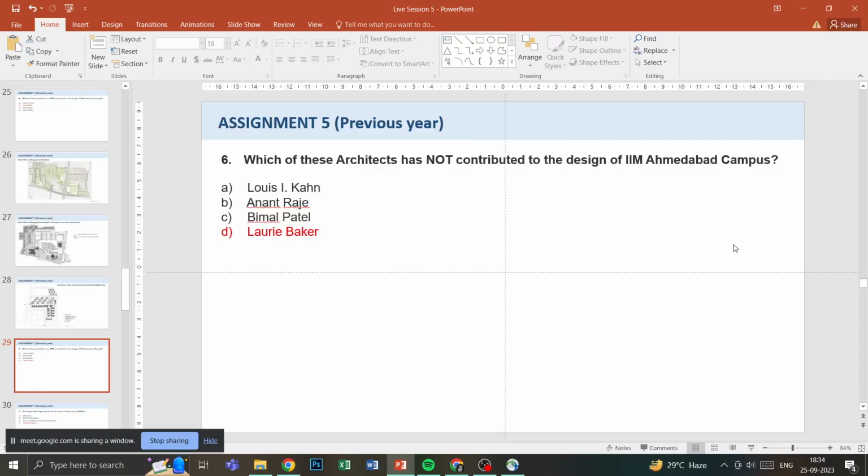So our answer is Laurie Baker. Which of the architects has not contributed to the design of IIM Ahmedabad? It is Laurie Baker, because Louis Kahn, Anant Raje, and Bimal Patel, all three have worked on different parts of the campus of IIM Ahmedabad.